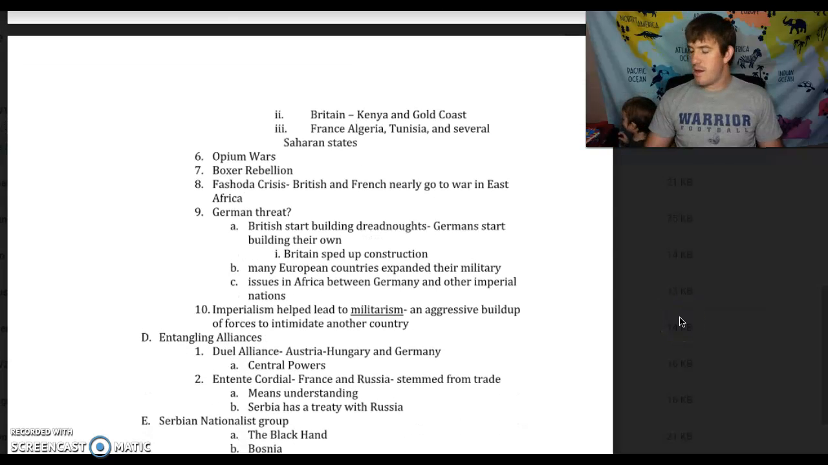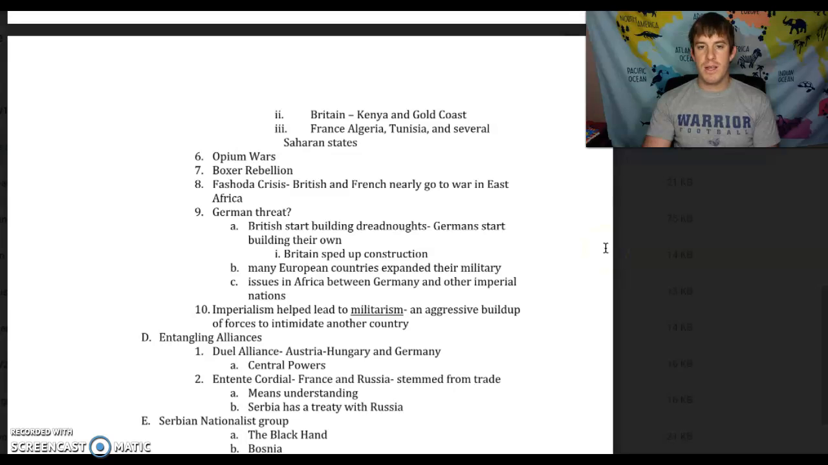During this time, you also had the Opium Wars, where the British are going to force their way into China and force China to trade and buy their opium, basically. And they were able to do that through superior technology. You had the Boxer Rebellion as well, the Chinese uprising, and Europeans and British coming in and putting it down and setting up spheres of influence, basically.